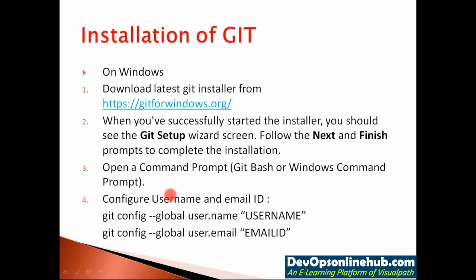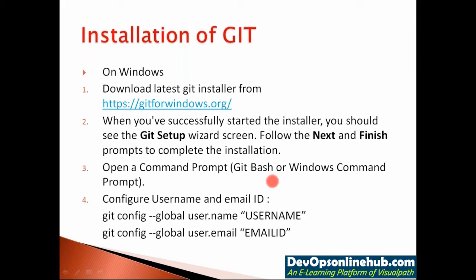Then open a command prompt. It may be Git Bash or our simple Windows command prompt. So what is Git Bash? When we install Git on Windows, it gives you another command line which we use for Git. Both will work for the Git commands, Git Bash and the Windows command line.